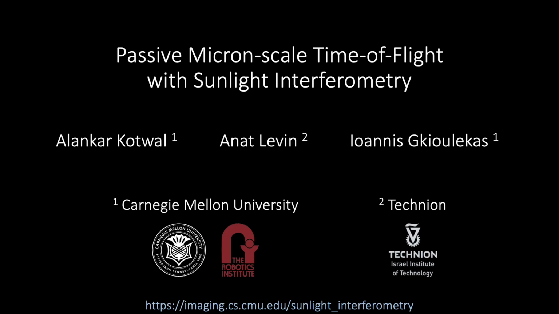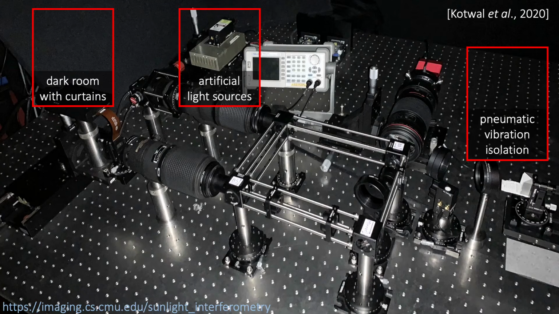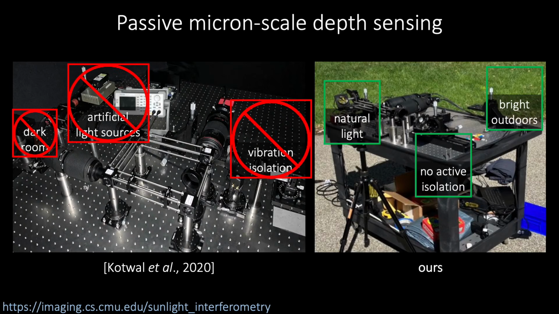We present a new, passive micron-resolution depth sensing technique termed sunlight interferometry. Existing interferometry techniques provide micron-resolution depth reconstructions at the cost of operating under controlled lab conditions with artificial illumination, low ambient light, and active vibration isolation. Sunlight interferometry works under conditions where all these constraints are impossible to meet, for example, in bright environments outdoors.